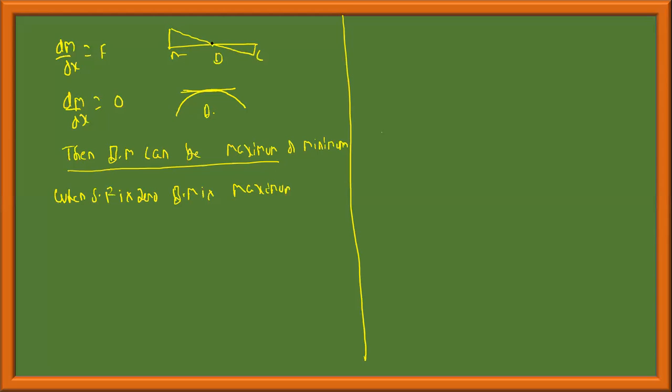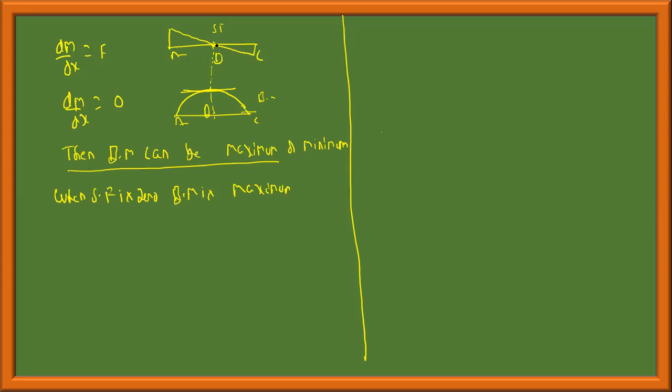This point where shear force is 0, this is the point where bending moment is maximum. If I consider like this, A, B, C, this is the point where bending moment is maximum, the point where the shear force is zero. This is the shear force diagram. This is the bending moment diagram.